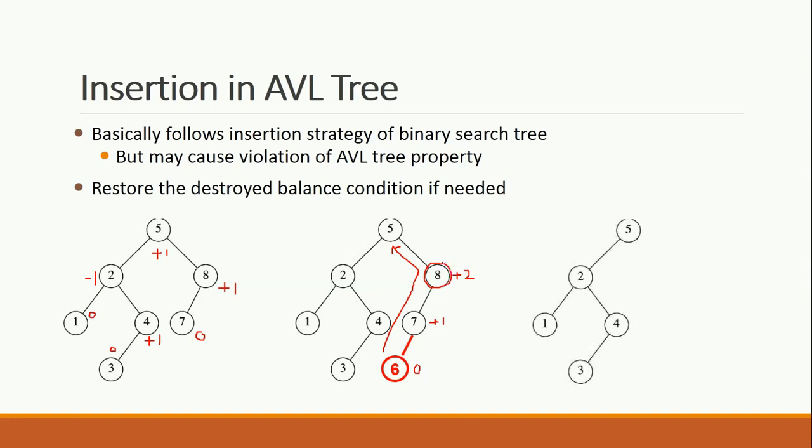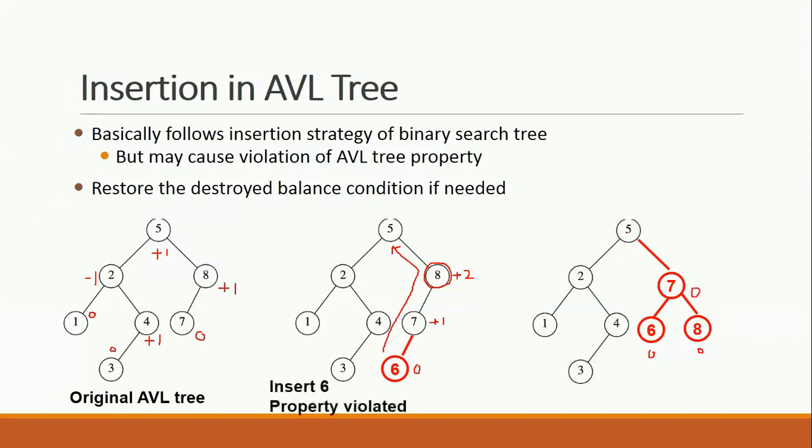Hence we have to apply some rotations. How the rotation is applied, we will see in the later stages. In this case we have restored the destroyed balance condition if needed. How? You can see the balance factors again. This is 0 now, this is 0, and this is also 0. We inserted 6, the property was violated, and then we restored the AVL tree property. This is what we call a rotation, which we will see in detail in this video.